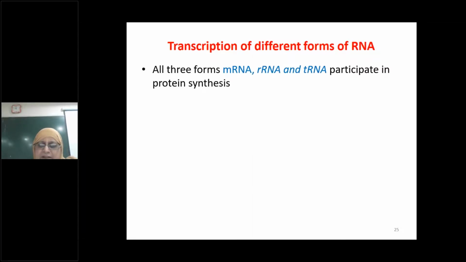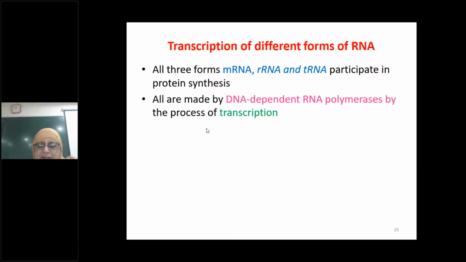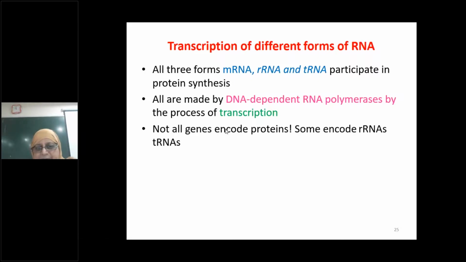Then we always think that transcription is only the synthesis of the messenger RNA, but transcription involves all three forms: messenger RNA, ribosomal RNA, and transfer RNA. All of them will participate in protein synthesis. So that means the DNA is being transcribed to messenger RNA, ribosomal RNA, and transfer RNA. All are made by the DNA dependent RNA polymerase through the process of transcription.